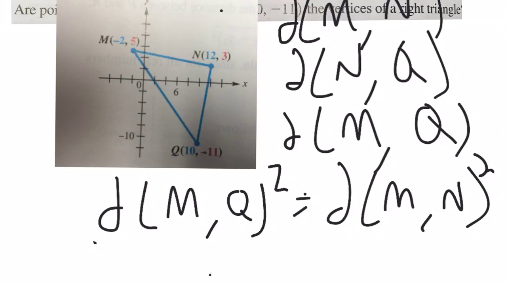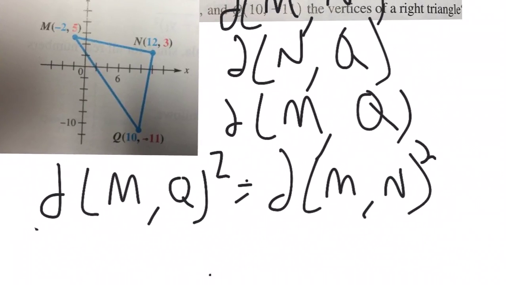So if we add the lengths of the shorter sides, if we square the lengths of the shorter sides and then add them, would it equal the length of the longest side squared? Meaning, would it fit the Pythagorean theorem? So let's go ahead and calculate it. The distance between M and N.